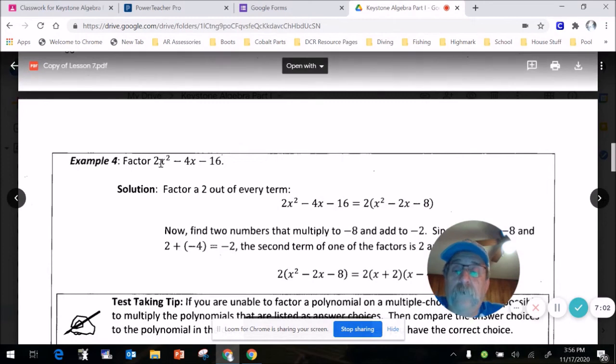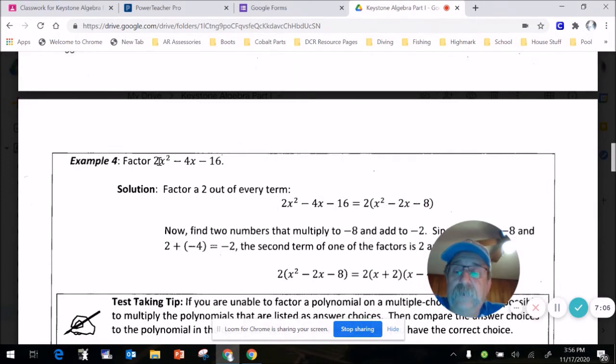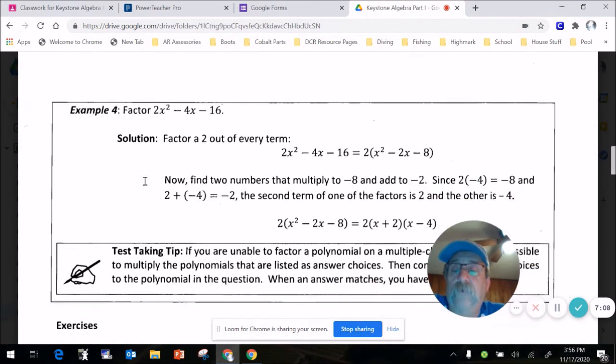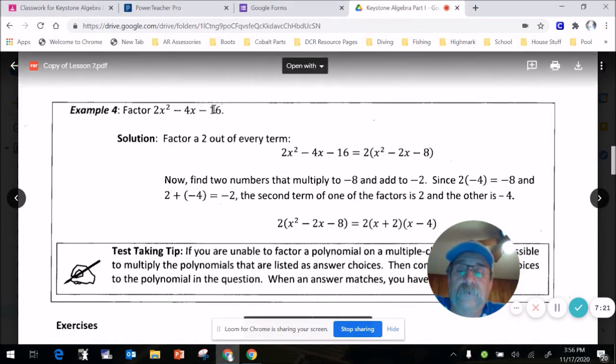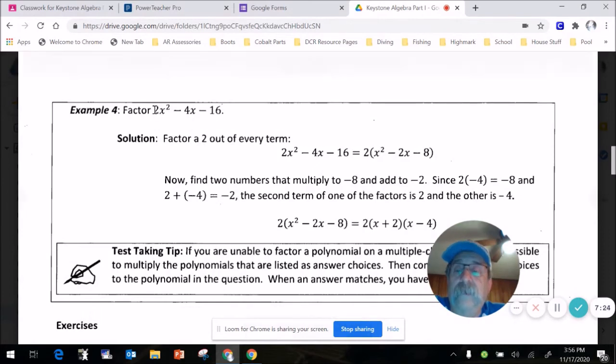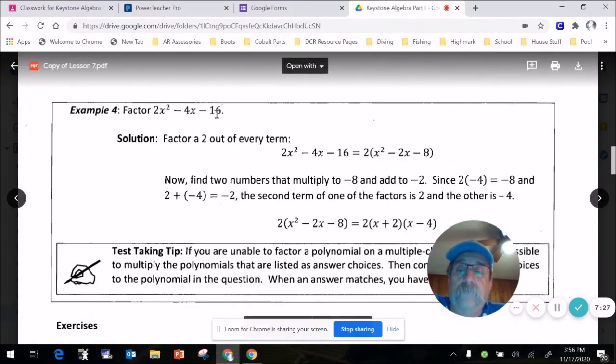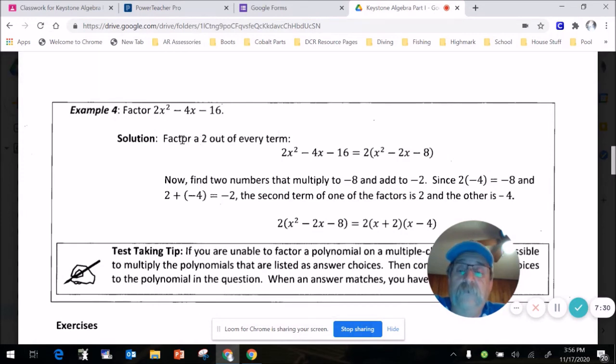What happens when the first term coefficient is not a 1, like example 4? 2x squared minus 4x minus 16. Here we have subtraction, so the signs inside our grouping signs in the binomials are going to be a little bit different. First, we have a coefficient of 2, 4, and constant 16. They're all even numbers, so I can take this trinomial and first divide every term by 2. Factoring out a 2 means dividing out a 2. So 2x squared divided by 2 is 1x squared. Negative 4x divided by 2 is negative 2x. Negative 16 divided by 2 is negative 8.